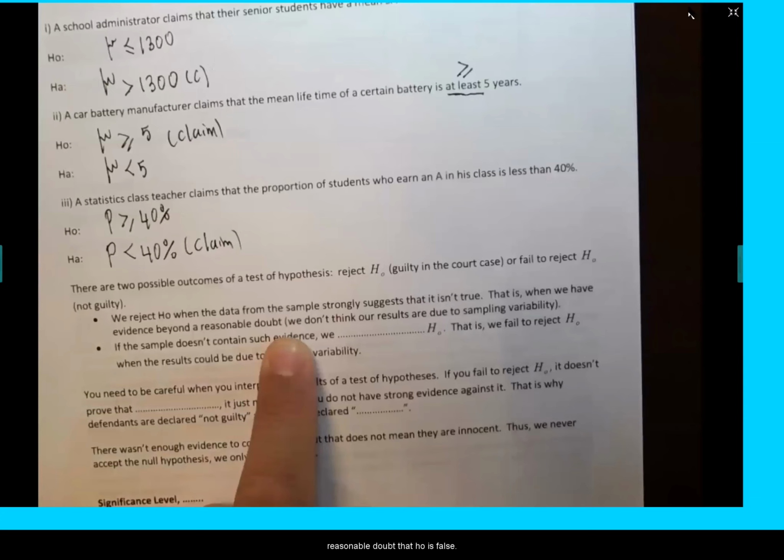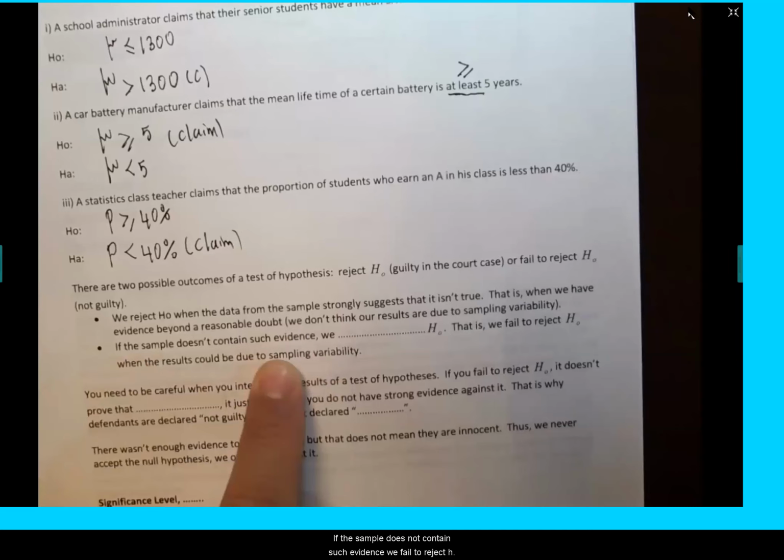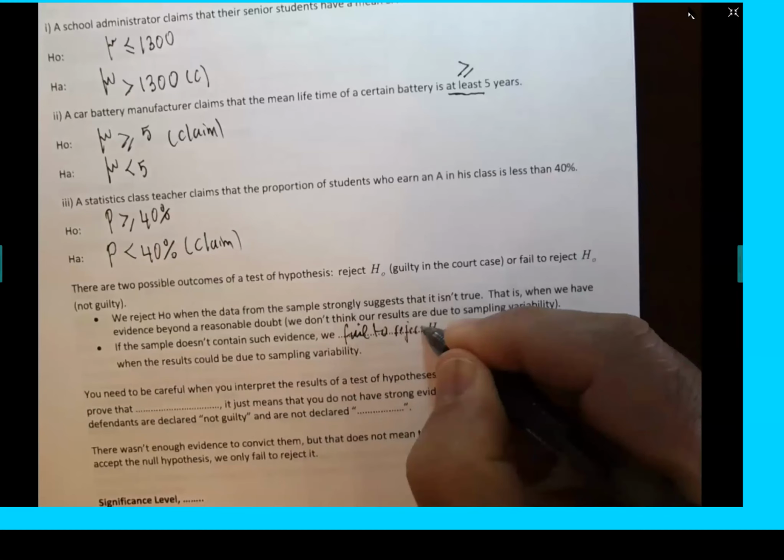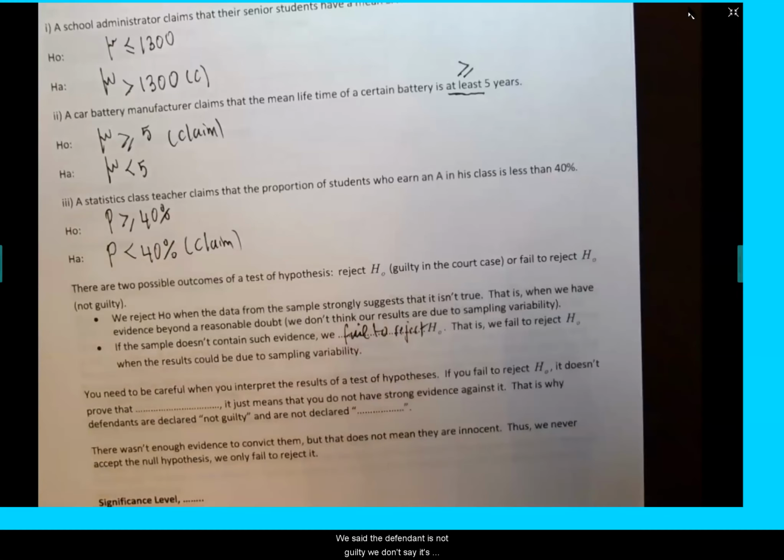We reject H0 when the data from the sample suggests it's not true. That means when we have enough evidence beyond reasonable doubt that H0 is false. If the sample does not contain such evidence, we fail to reject H0. We don't say accept, guys. Remember, we say the defendant is not guilty. We don't say it's innocent, because we cannot accept, just that. So that is, we fail to reject H0 when the result could be due to sampling variability.